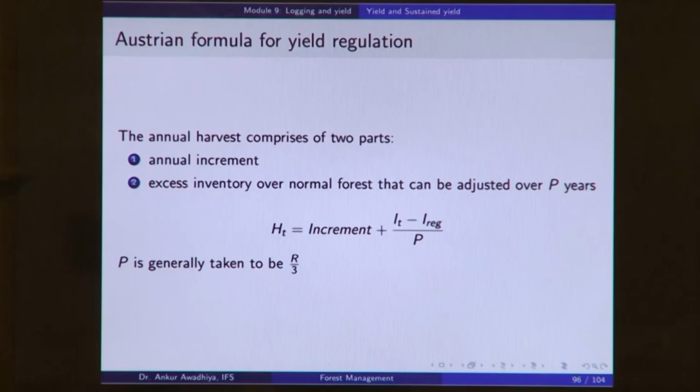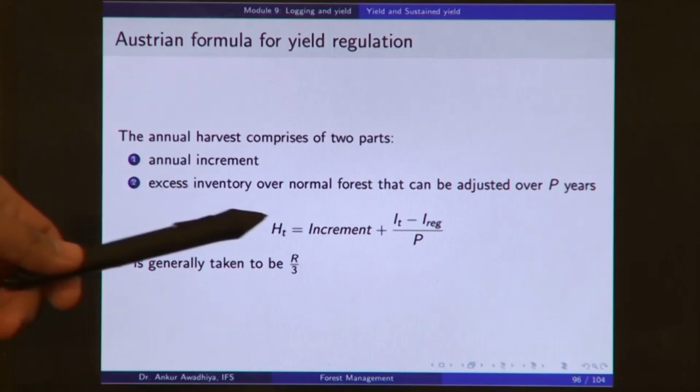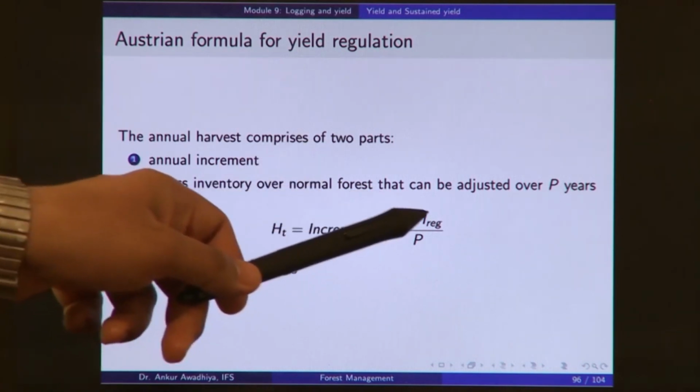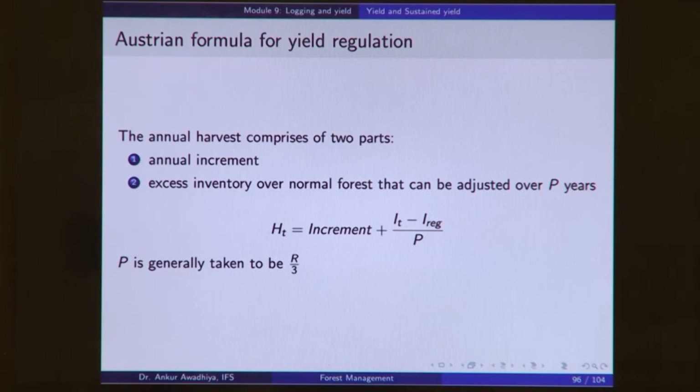So, it says that the amount of harvesting is equal to increment plus (I_t minus I_reg) divided by P. So, I_t is the inventory that you have at time t, I_reg is the inventory that you want in a regular forest, or the ideal forest, divided by a time period P over which you want to bring your forest to a state of the regulated forest.